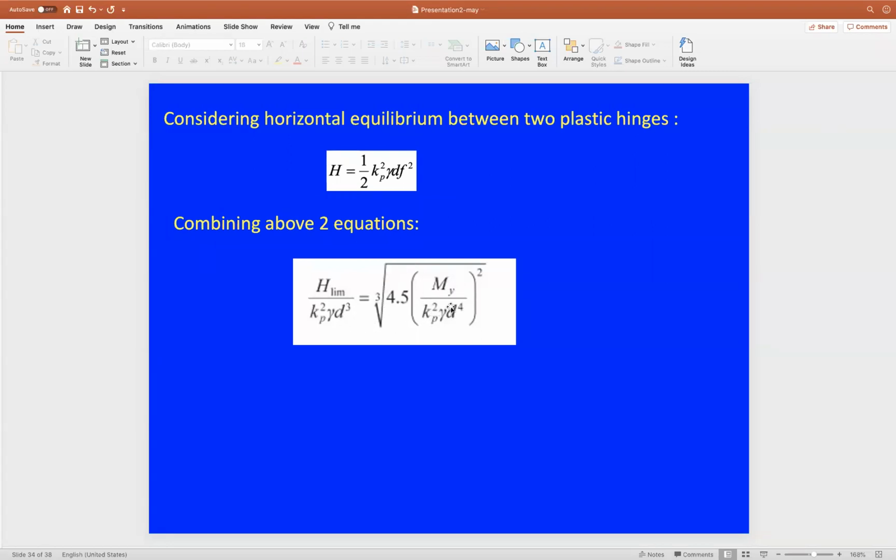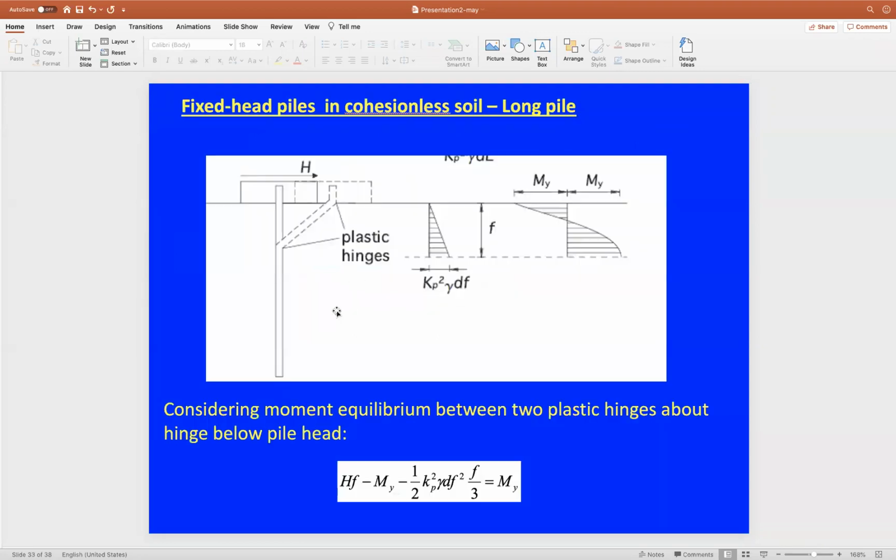My, Kp, we can work out from the value of the friction angle. The gamma is given, D is given as the pile diameter. So we can work out what's the value of H ultimate in this problem. So if we go back here, this is the value of working that out from the intermediate pile failure scenario.